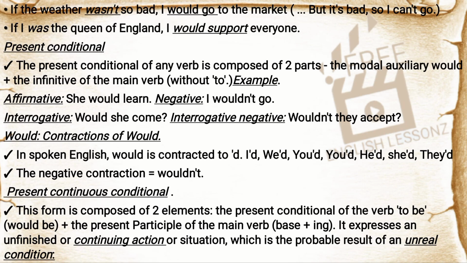Would, contractions of would. In spoken English, would is contracted to 'd. I'd, we'd, you'd, he'd, she'd, they'd. The negative contraction equals wouldn't.